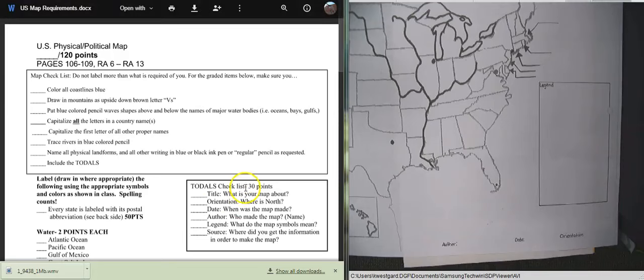Welcome. You are watching how to do a U.S. physical political map in Miss Westgard's geography class. Notice on all of our maps we will get a checklist here. Do not label more than what is required of you.